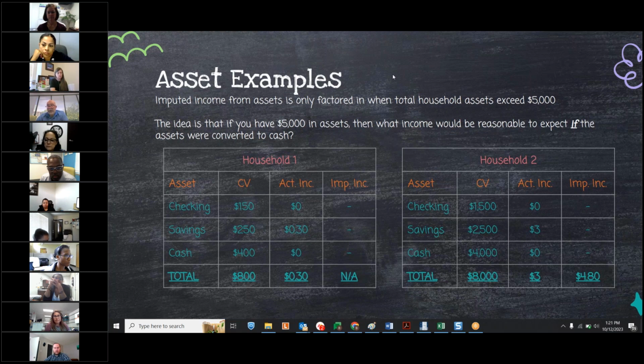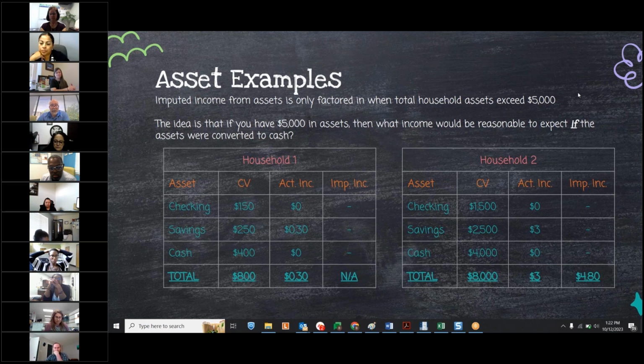If you look at household two, they actually have 10 times the amount in those same assets. So instead of 150, it's 1,500 in their checking, 2,500 in savings, and 4,000 in cash value. Instead of 30 cents for actual income, it's $3. And then even with $8,000 in assets, if we imputed it, it would be $4.80. So that would translate to $5 in income from assets.